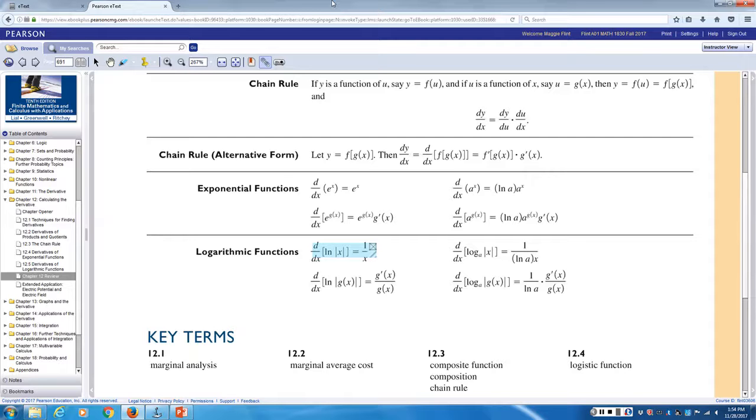1/3 times e to the u, but then e to the u is actually e raised to the power x to the 3rd, and then of course plus your constant of integration. Any questions on that one?